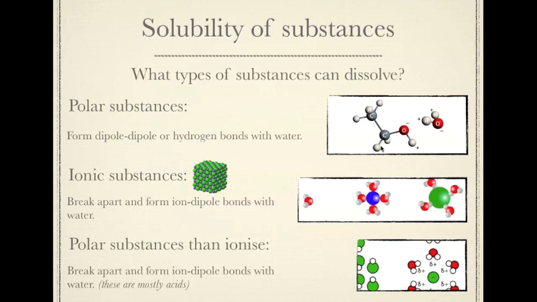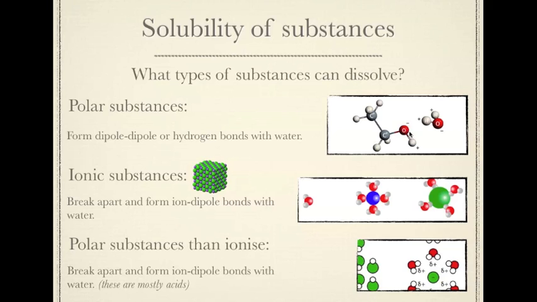So take for instance this guy here. This is ethanol. We've got two carbons and some hydrogens and an OH group on the end here. This OH group is a polar region of the molecule. What's going to happen when this dissolves in water? This little polar region, we have a delta negative and a delta positive here, these two are going to be attracted to each other.